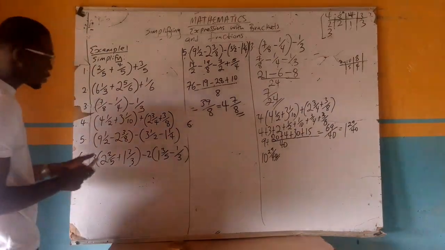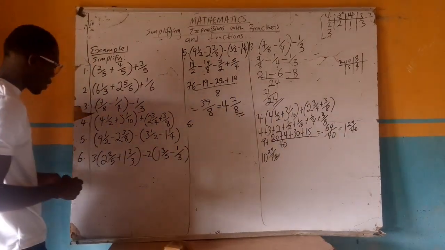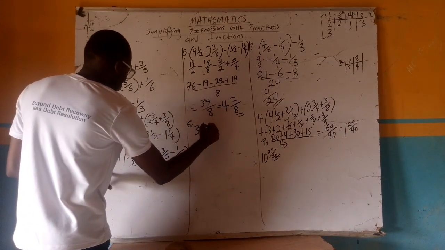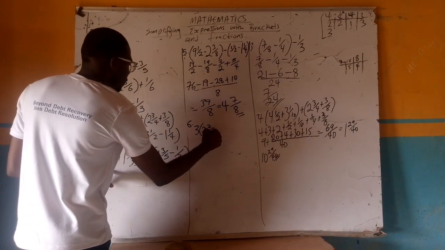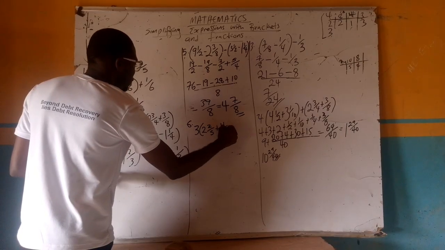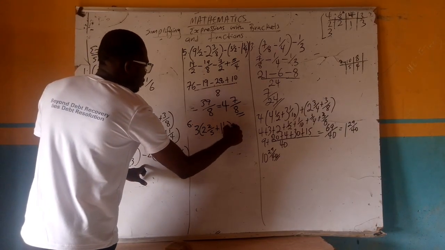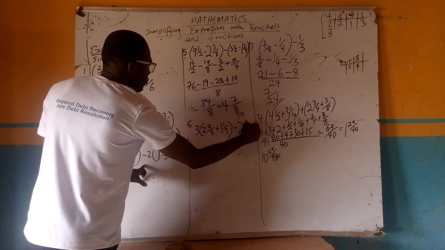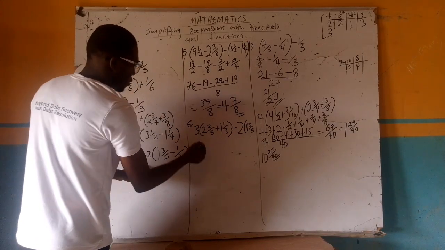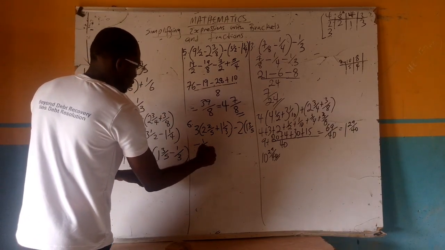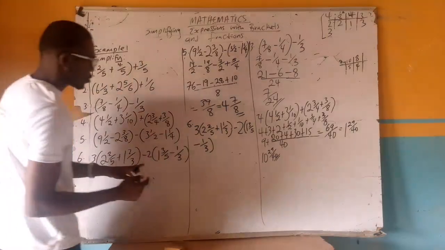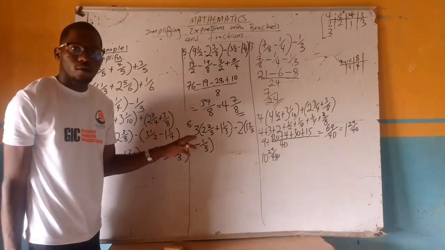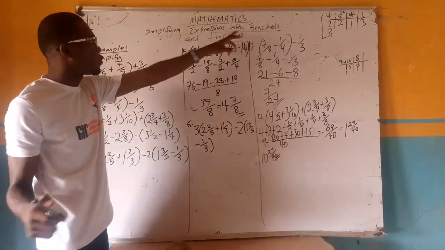Then number 6, which is the last example for the addition and subtraction, we have 3 open brackets, 2 over 5 plus 1 over 3, then minus 2 open brackets, 3 over 5, I'm going to come down there, minus 1 over 3. Okay, I hope it doesn't confuse you. So now remember, this is expansion, removing the bracket.